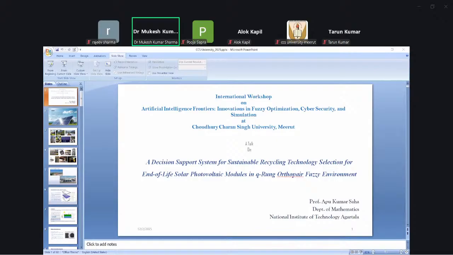Now next, that is the Q-rung orthopair fuzzy weighted geometric operator based stepwise SWARA method. So I think many of you have already heard about SWARA. Again, it is an MCDM method called SWARA. So we have used the SWARA method here. The calculation is there. If someone is interested, we can show it. Now first let us go through, then if someone is interested, we will discuss.